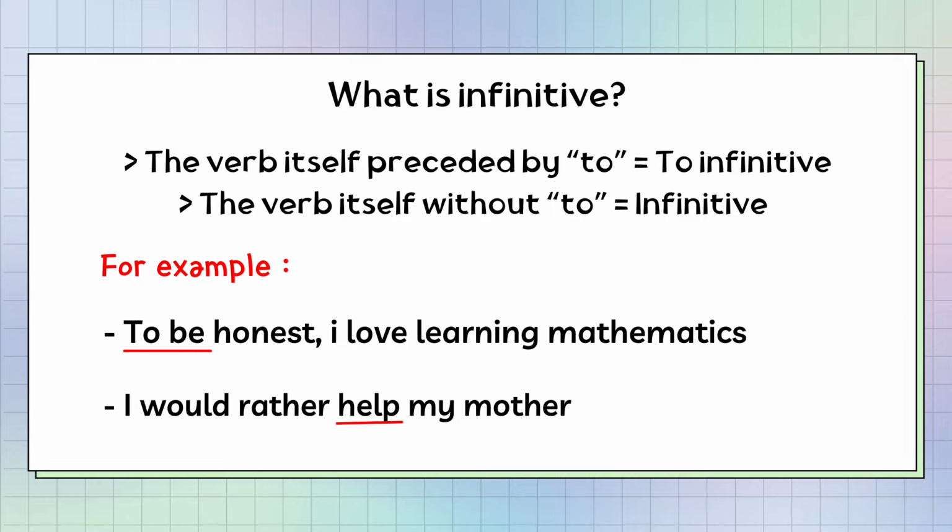For example, we can see two sentences in here. The first sentence: To be honest, I love learning mathematics. To be in here is to infinitive. While the second sentence: I would rather help my mother. The word help in here is without the word to, so it's called just infinitive, not to infinitive. So we can remember that to infinitive is the word to plus verb 1.